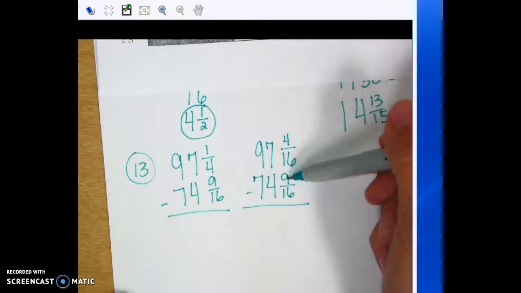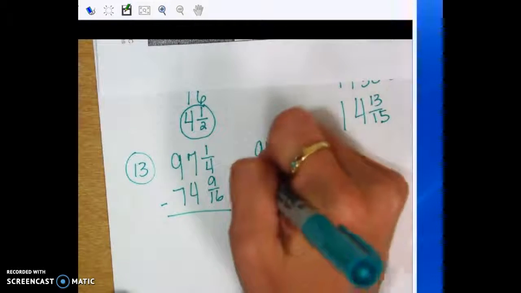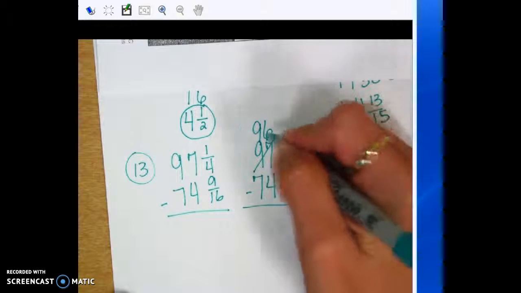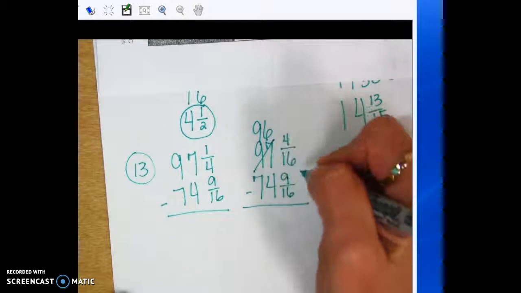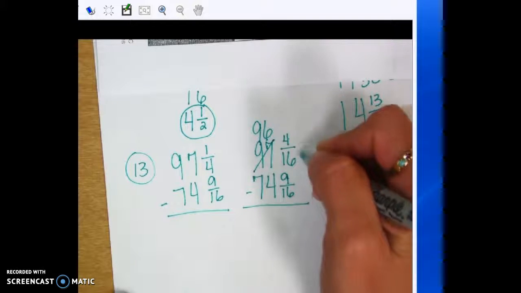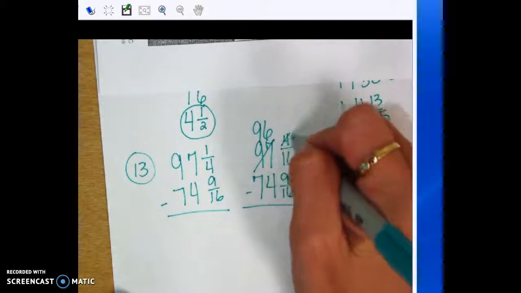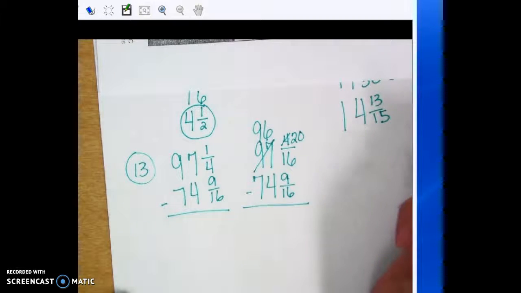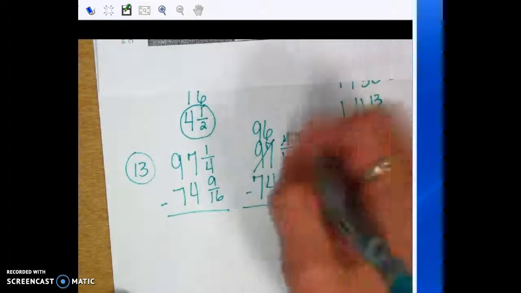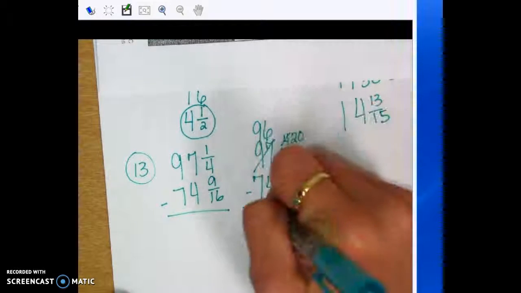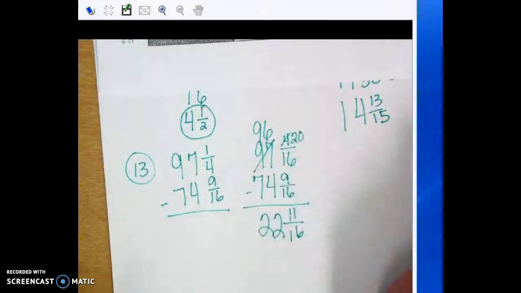So I have 4 minus 9. I can't do that. So this is going to become 96. And I'm going to cut this one that I borrowed into 16 pieces. So if I already have 4 pieces and now I have 16 more, that gives me 20. So 20 minus 9 would be 11/16. 96 minus 74 would be 22 11/16.